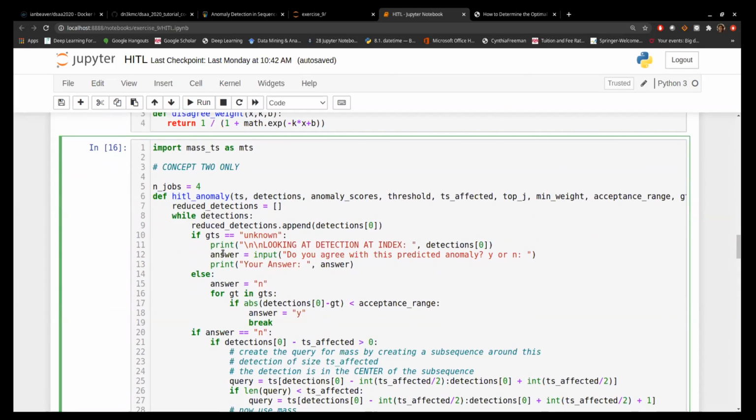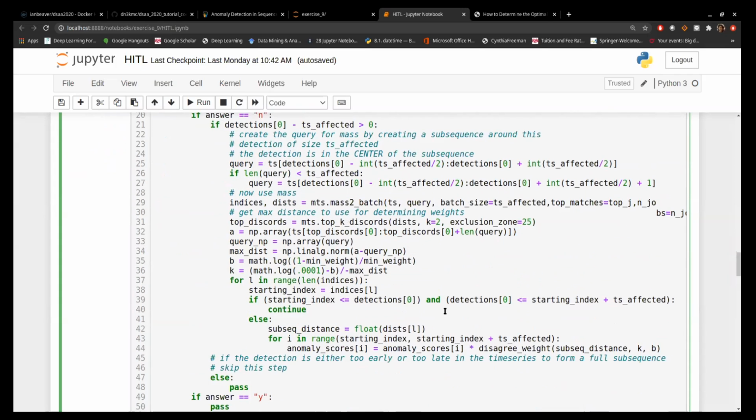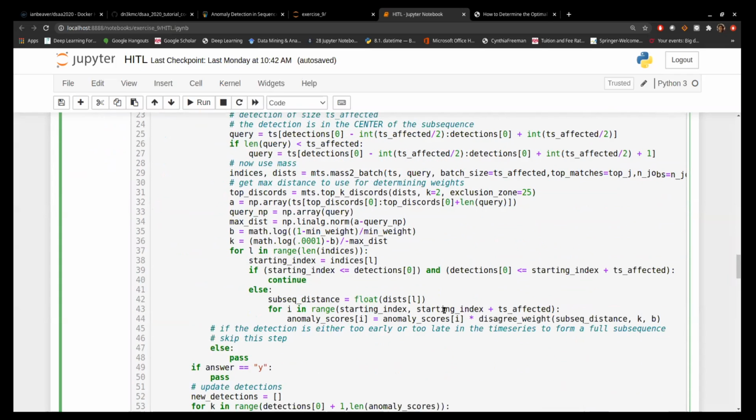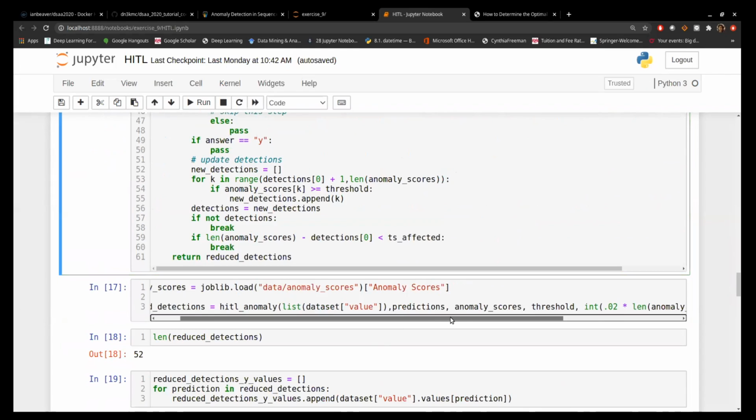So I say we agree with the predicted anomaly if it's within an arbitrarily chosen acceptance range of 25 time steps of a ground truth anomaly. And that 25 is honestly user chosen. If the user disagrees with the predicted anomaly, or we are not within 25 time steps, we create a subsequence with a disagreement in the middle. Mass then returns an array of normalized Euclidean distances and the indices they begin on to help users identify similar or dissimilar subsequences in the time series compared to the given query.